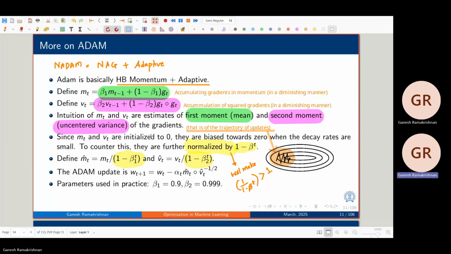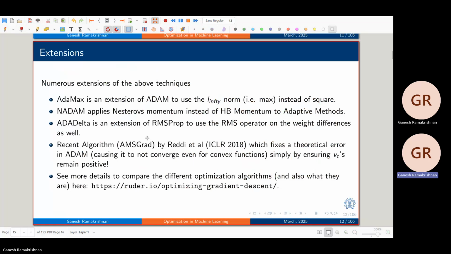Oh, sorry, this is the fixed version. This is something you can implement, right? There was a version of Adam, and it was more of a theoretical error. What we have is correct, but this is a corrected version. There was an error in the previous version where the VTs were not necessarily guaranteed to be positive.